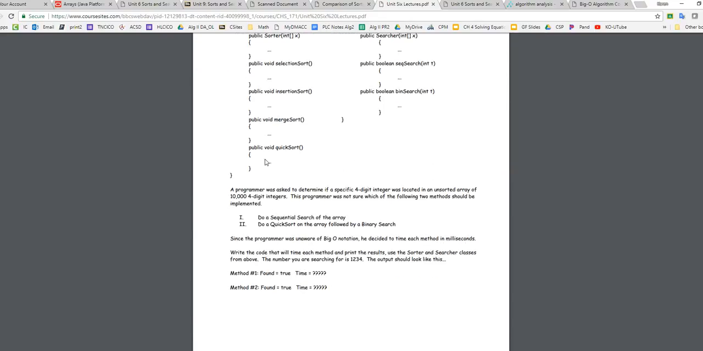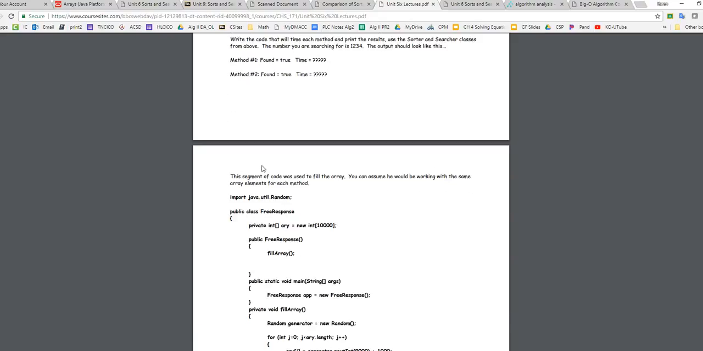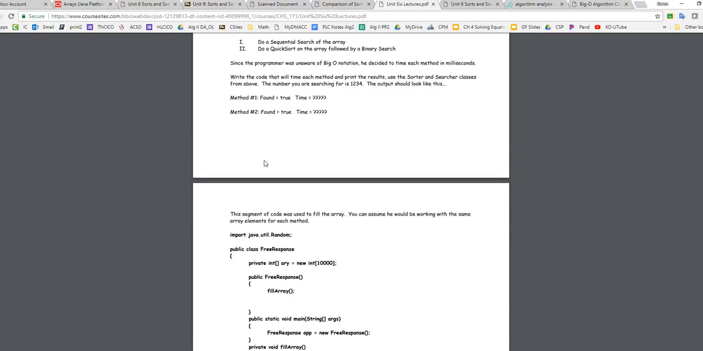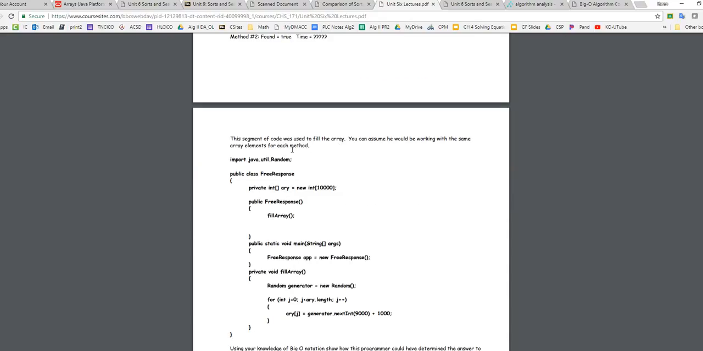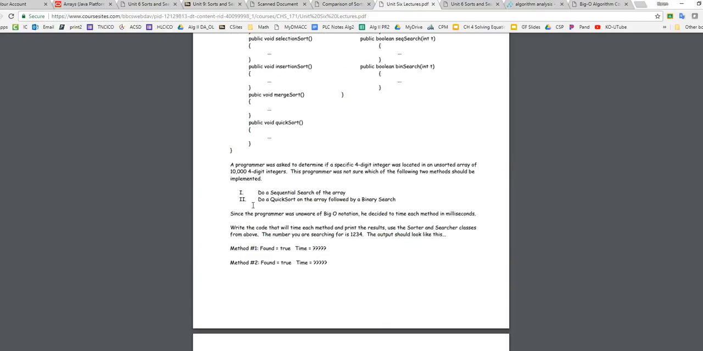And then this is going to be your free response question here. So make sure that you study that. You don't have to know the specific coding right here. What you need to understand, or what we are comparing, is what's better. If I want to go through a large set of data, okay, in a 10,000 digit array, is it better for me to do a sequential search or do a quick sort followed by a binary search? In other words, should I just start at the beginning and look for whatever I'm looking for, or should I sort it first and then do a binary search?